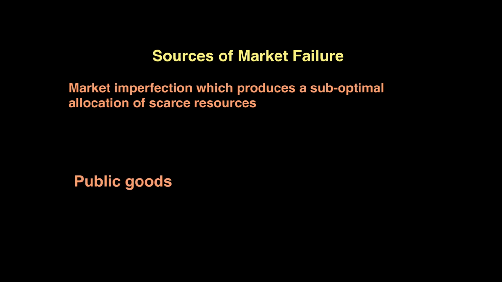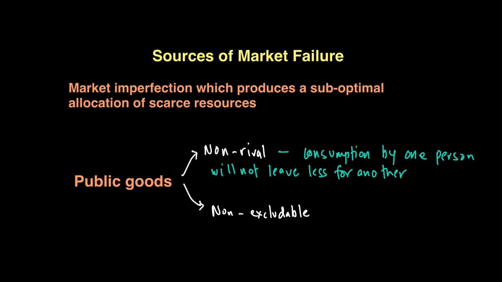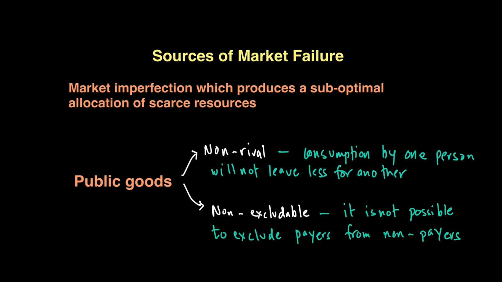We have discussed public goods in a discussion in AS economics, but what exactly are public goods? We say public goods are non-rival, non-excludable goods, and because of that, they result in what we call a free rider problem. Non-rival means consumption by one person will not leave less for another, and non-excludable means it is not easy to exclude those who pay versus those who do not pay. Because of non-excludability, we are unable to exclude the payers from non-payers, and as a result of that, there will be a free rider problem.